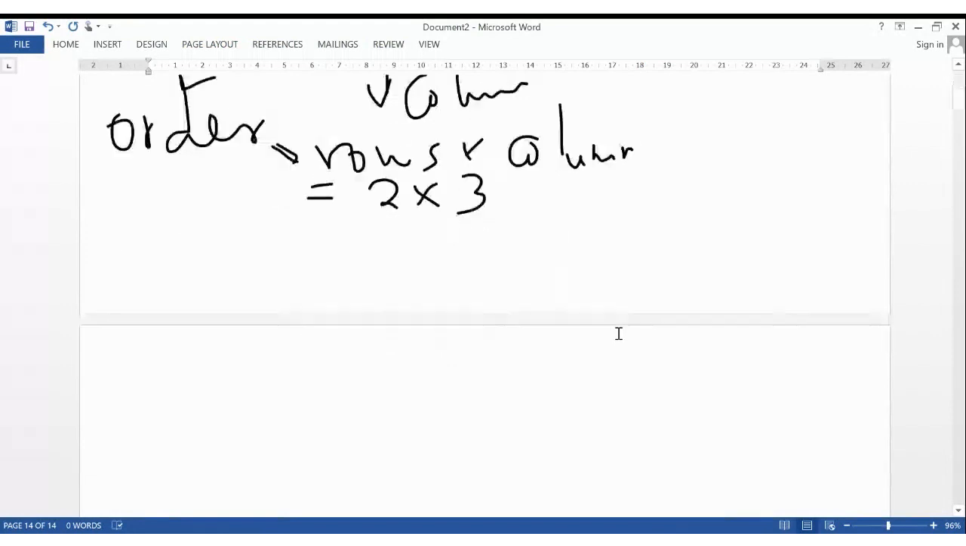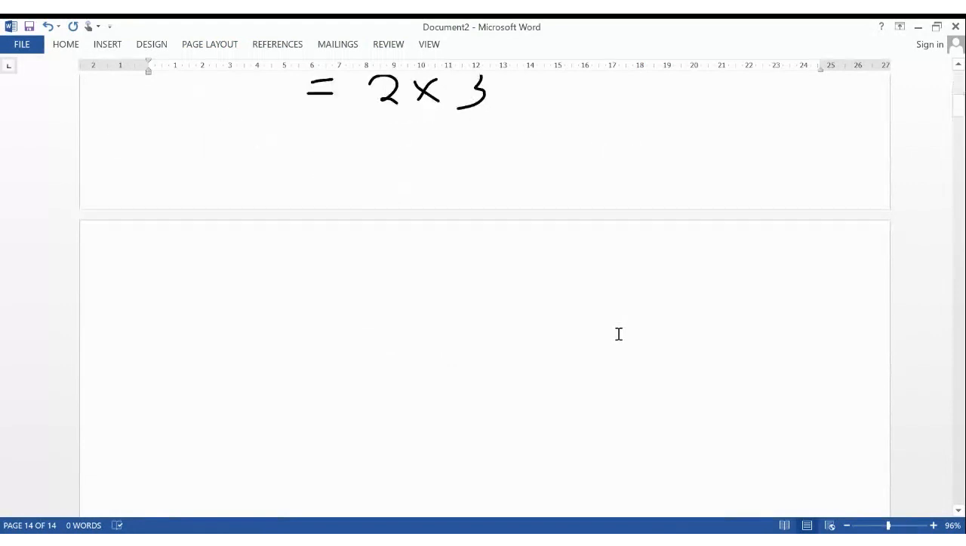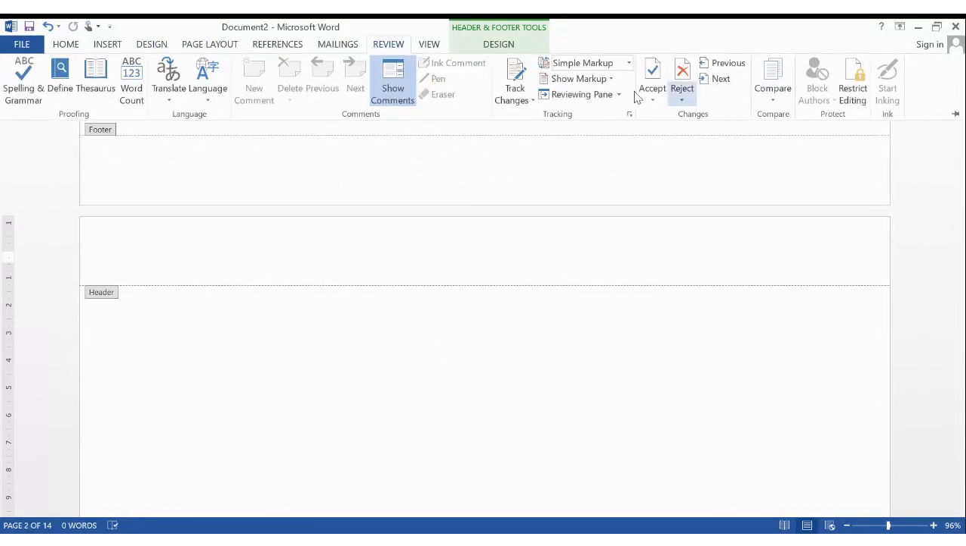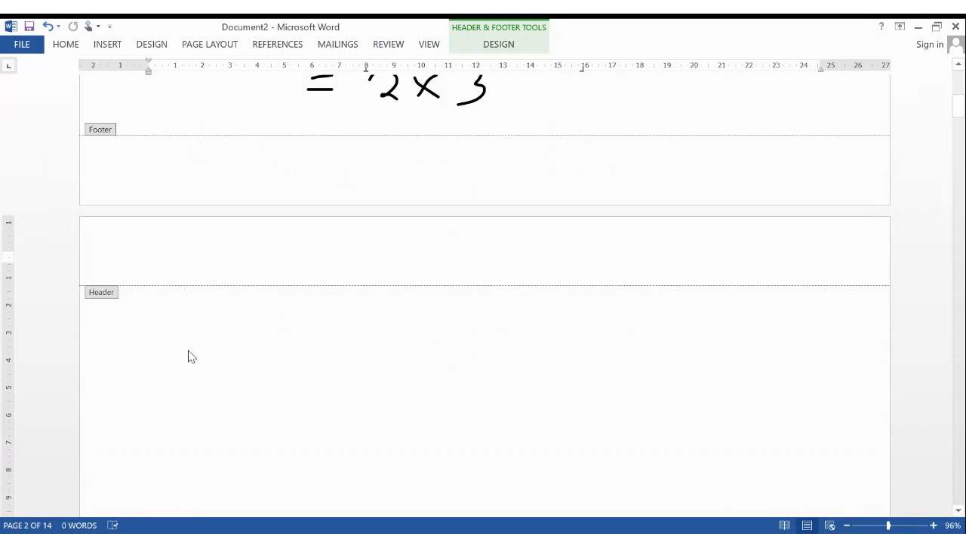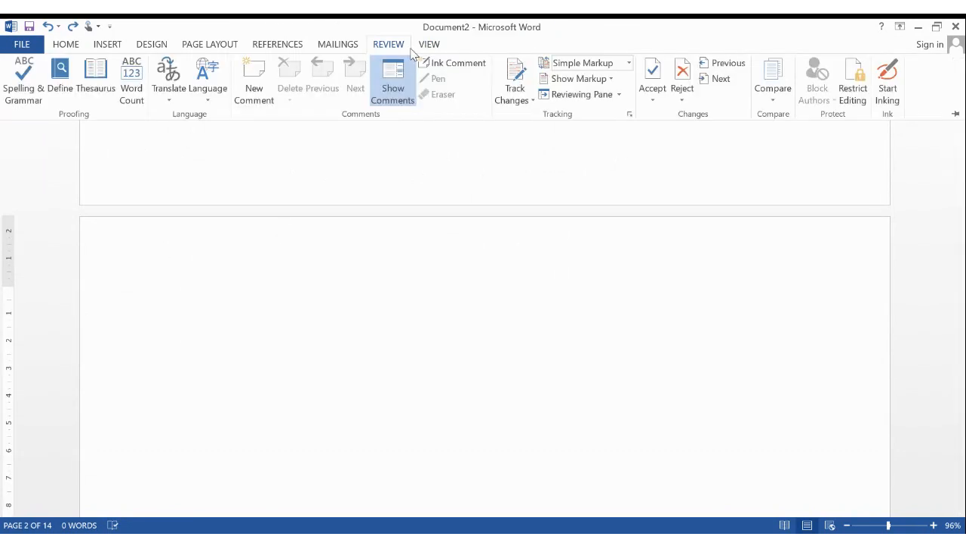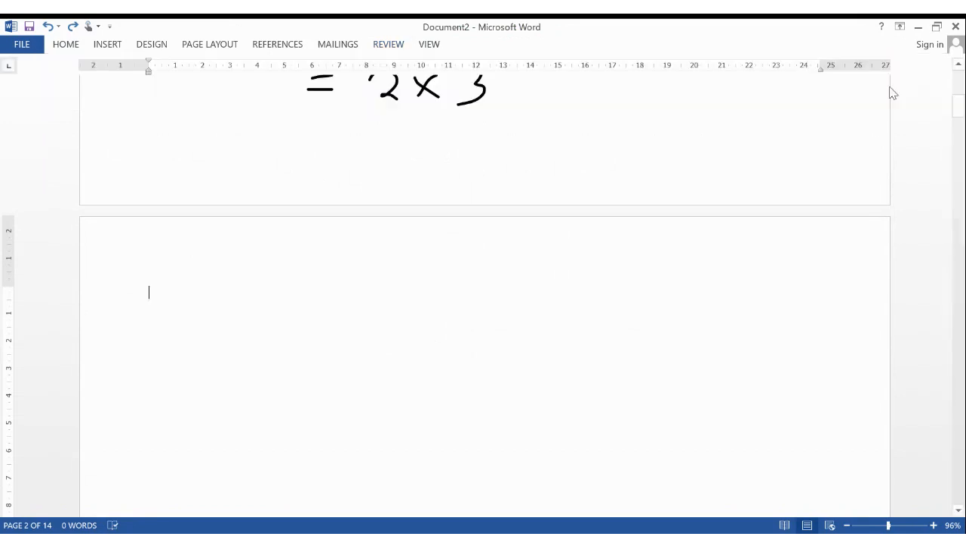Then we went to operations of matrices. Basically, there are three operations: addition, subtraction, and multiplication. So I'll start with addition and subtraction. Addition.